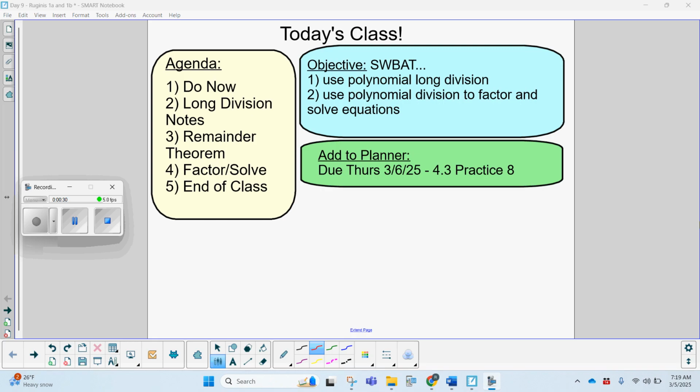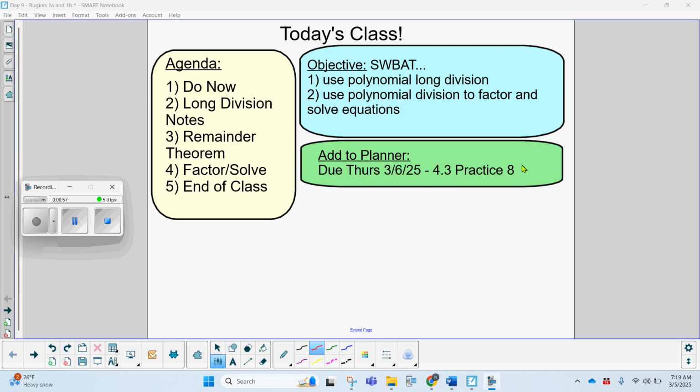So for tomorrow, you should have practice 8 done. If you don't have that yet, I'll have it posted in Canvas. If you have a printer, great, you can print it out and do it that way. If you don't have a printer, no worries. All the questions you should be able to just do on a piece of paper, on loose leaf or on a page in your notebook if you want. But I am going to be checking practice 8 tomorrow, so make sure you have that ready.